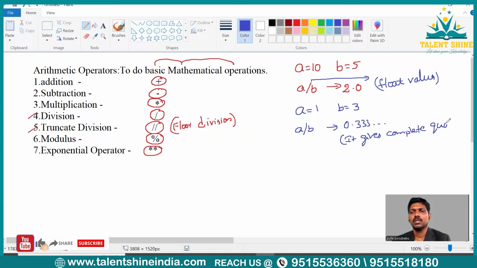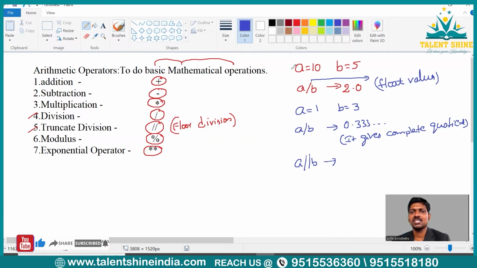So do remember this point. Now let us discuss truncate division. Instead of using one forward slash here, if you are using double forward slashes, then what is it going to return? It is going to return only the integer value, which means in the quotient part, we are getting the integral part only.